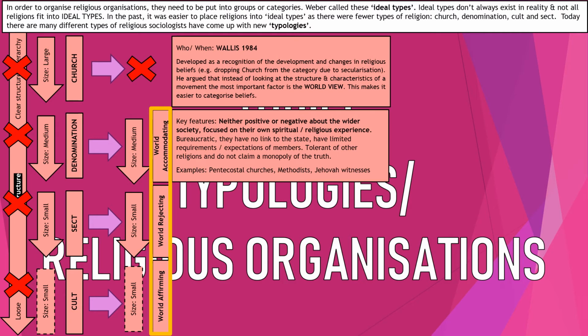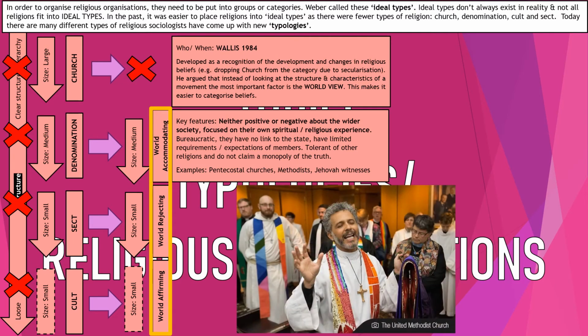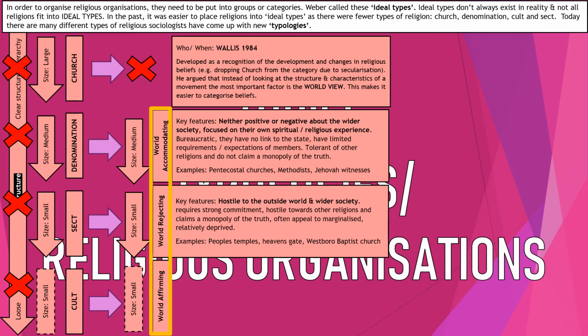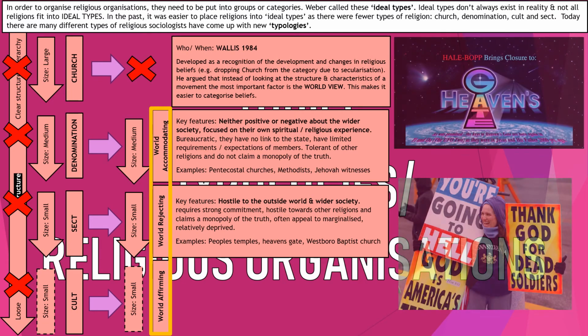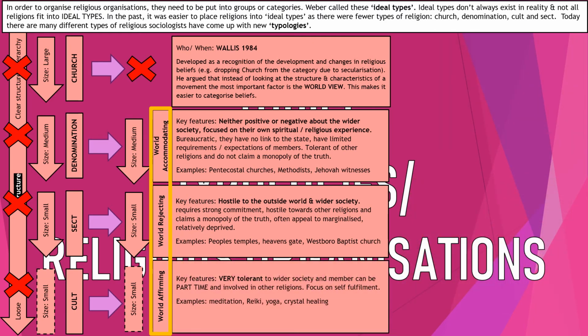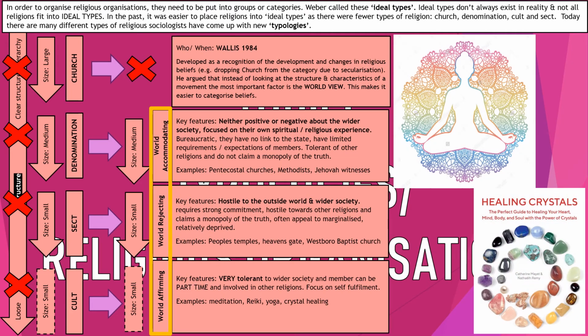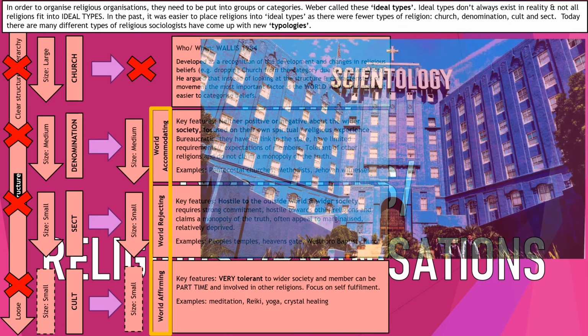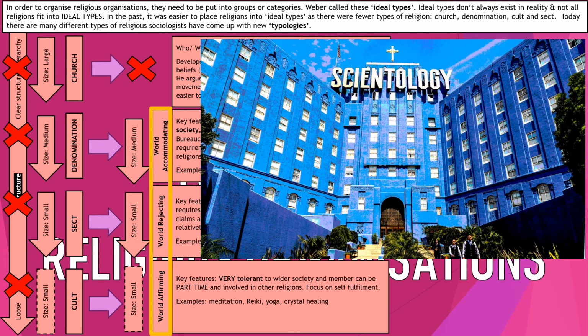The difference being that the world accommodating, they don't accept or reject the outside world. They exist alongside it, and they focus on their own spiritual experience. So the Methodists, again, would come under this category. The world rejecting, as always, hostile to the outside world. So strong commitment and often appeal to the marginalised. So before, People's Temple, Heaven's Gate, Westboro Baptist Church would count as world rejecting. And lastly, we had the world affirming. Now, these are very tolerant of the outside world. And again, meditation, Reiki, yoga, crystal healing, all would be the same examples. Now, Scientology again pops up here, and I wanted to highlight this, it could fit into world affirming because it gets along with the outside world. And again, it's about self-fulfillment, self-development.